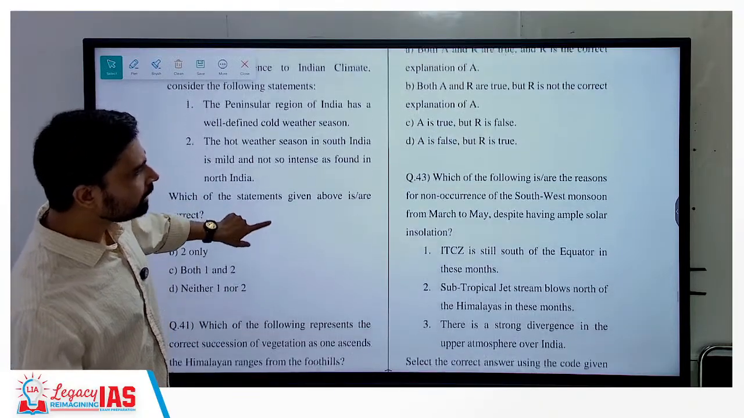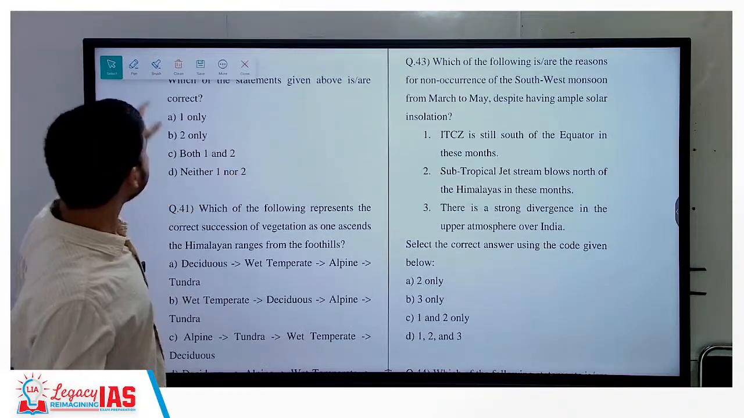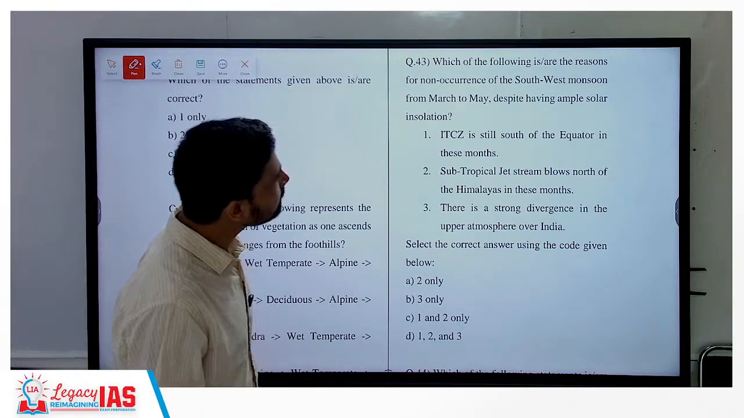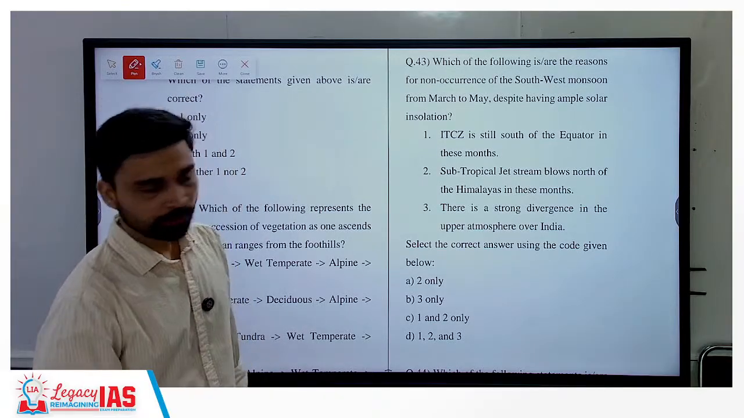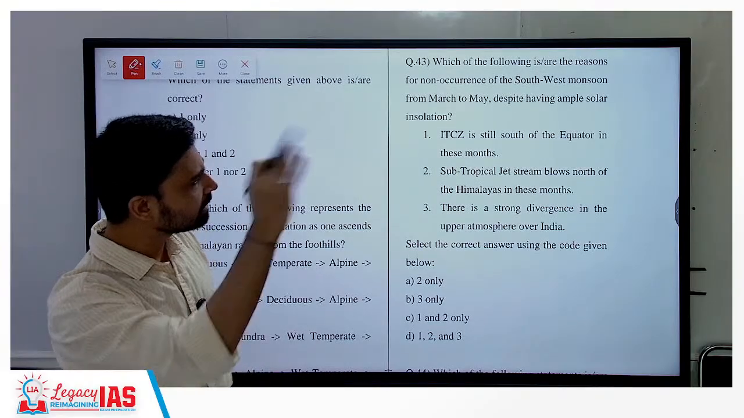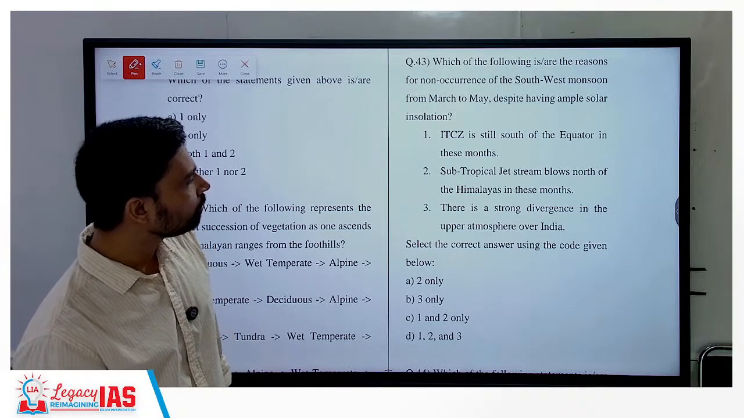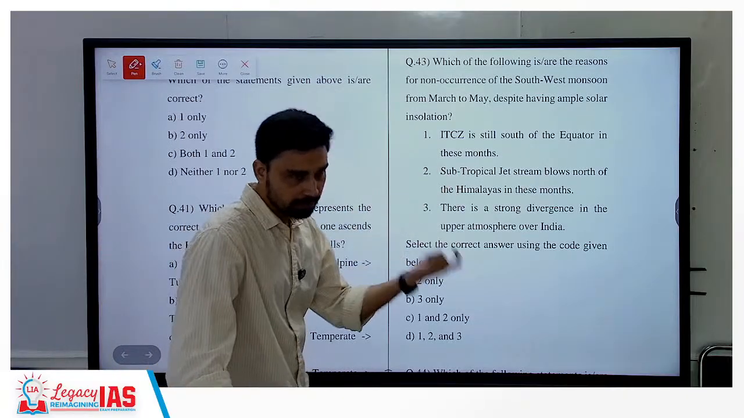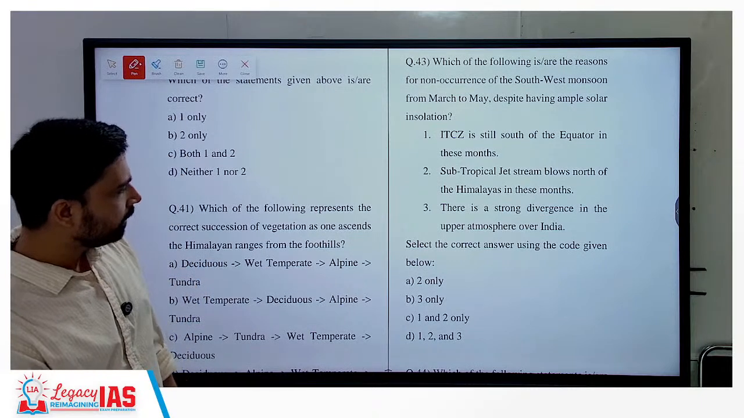Which of the following are the regions for non-occurrence of southwest monsoon from March to May despite having ample solar insolation? What is the correct option? ITCZ is still south of equator. No. What happens? ITCZ begins to shift. So it is not south of equator. It already has crossed equator. Basically, it is okay. Inside we can say above India. Subtropical jet stream blows north of Himalayas in these months. True or false? False. It blows to the south of Himalayas also. There is a strong divergence in the upper atmosphere over India.